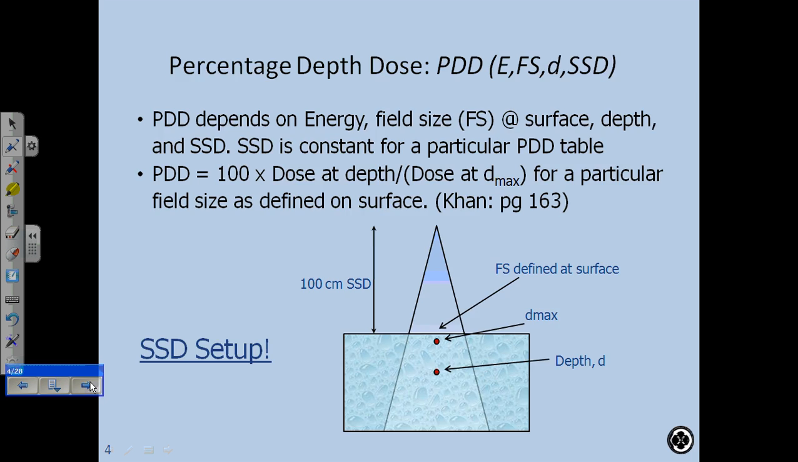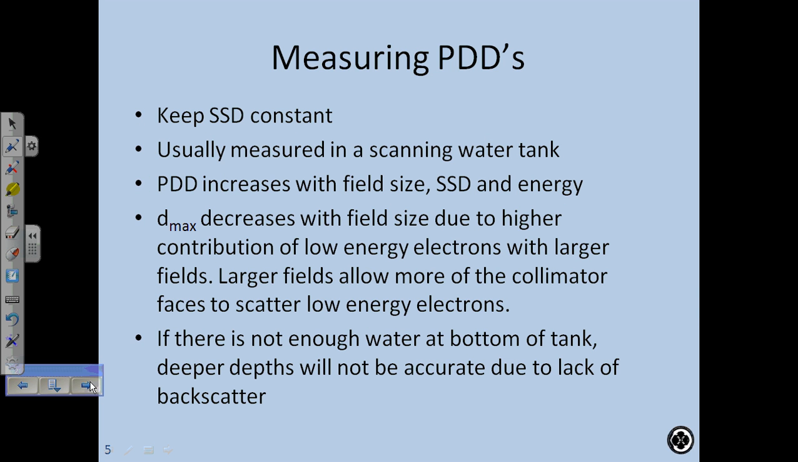So, measuring PDDs. To measure a PDD, keep the SSD constant. We usually measure it in a scanning water tank. It's a lot easier than stacking a bunch of plastics and changing the depth and the thickness of the plastic. PDD increases with field size, remember that, and it increases with SSD, and it increases with energy. Those three factors will increase PDD, and we'll explain how they do that.